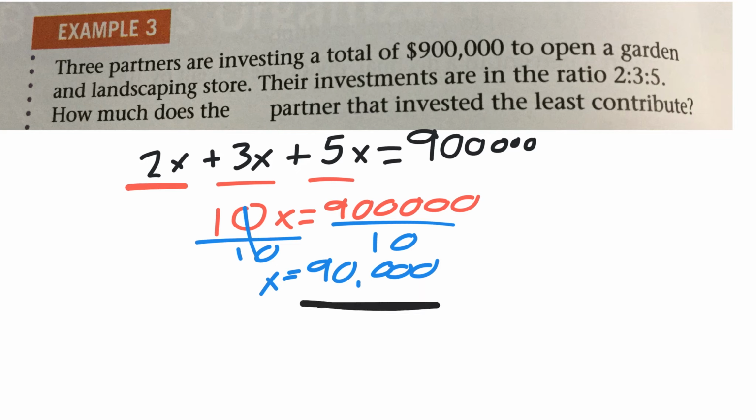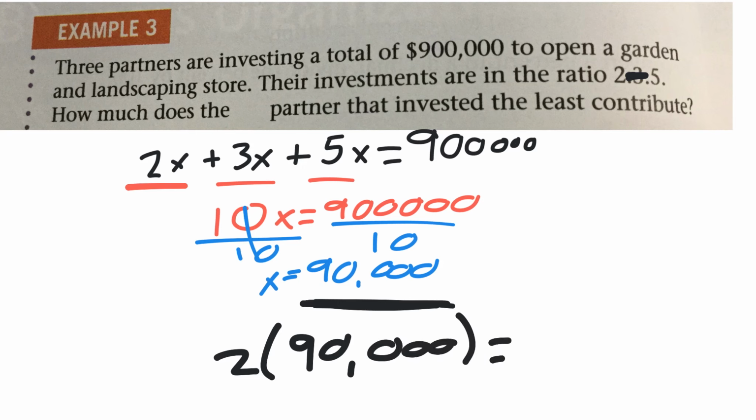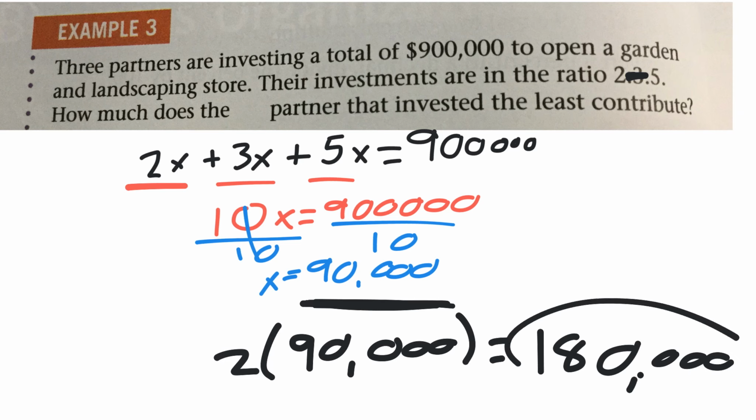No. What was this? This was the cost of buying one share, one piece of the company. And we know the guy that invested the least, he bought 2 shares of this company. So we would do 2 times the 90,000 to find how much he paid. 180,000. Absolutely. So just a little pocket change for the guy. Just 180 grand. Here you go.